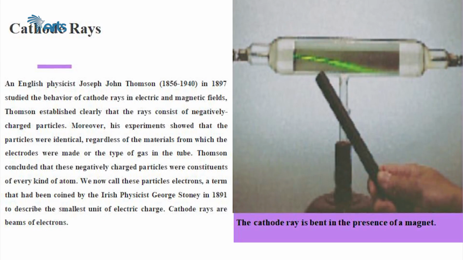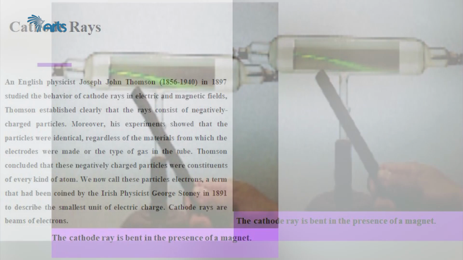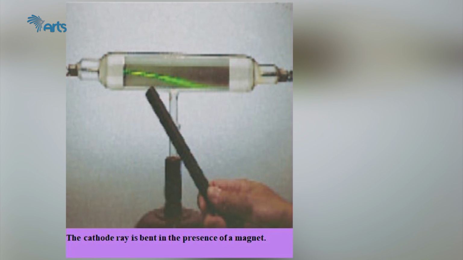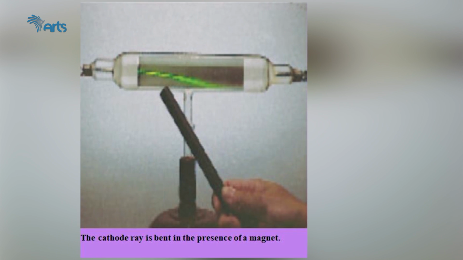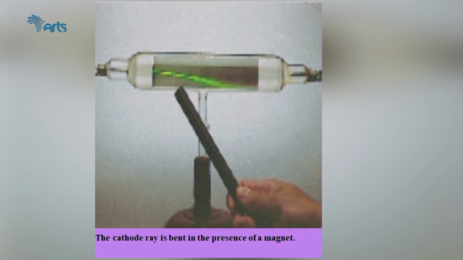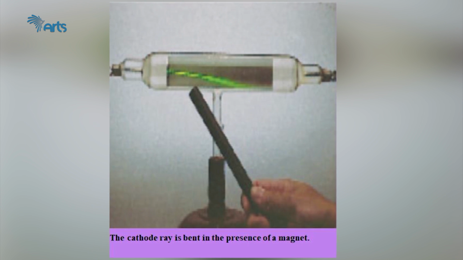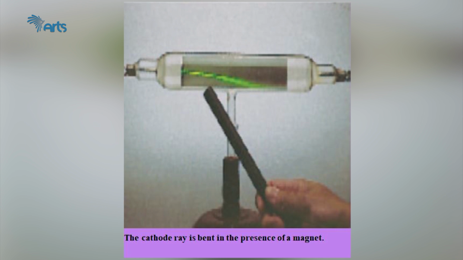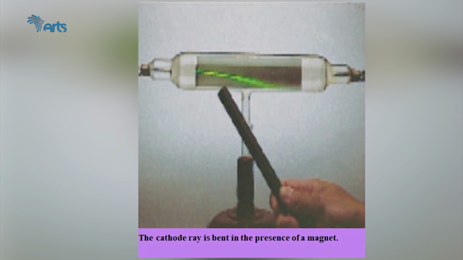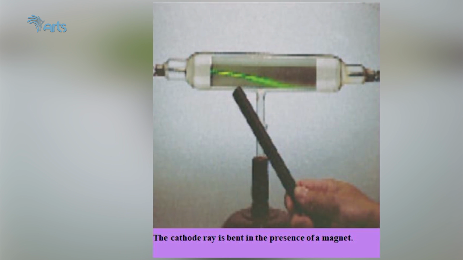We now call these particles electrons, a term that had been coined by the Irish physicist George Stoney in 1891 to describe the smallest unit of electric charge. Cathode rays are beams of electrons.